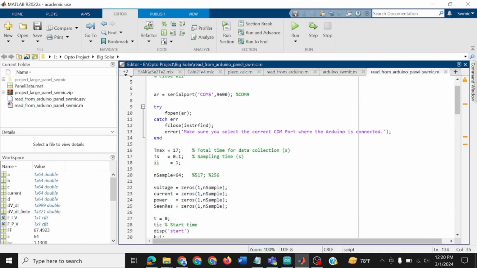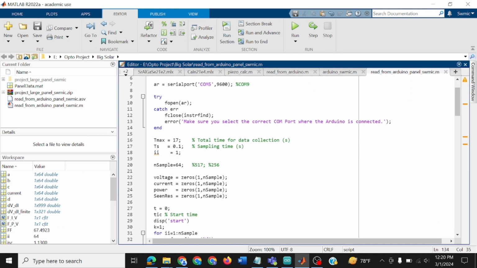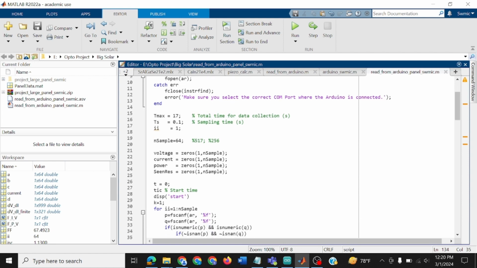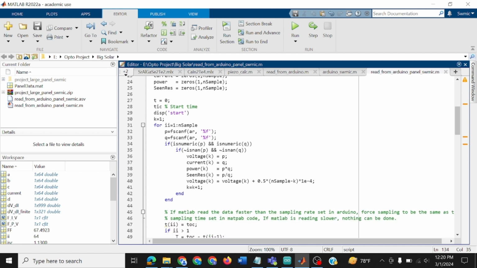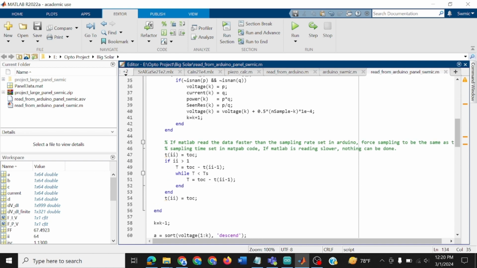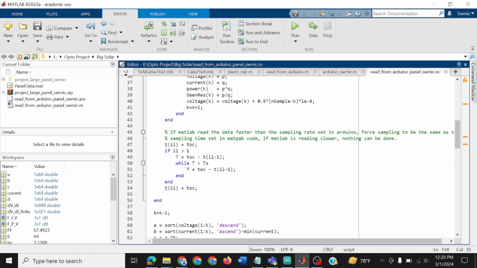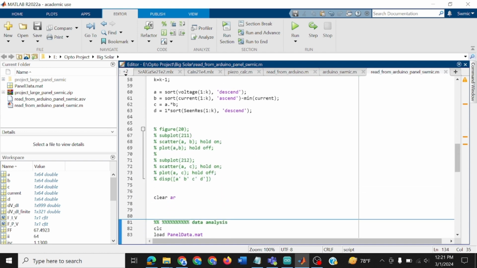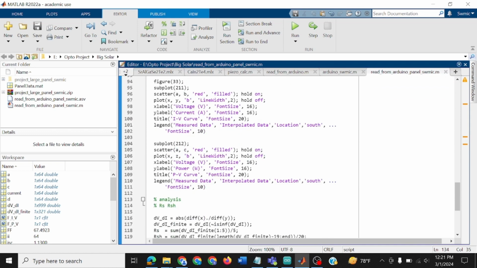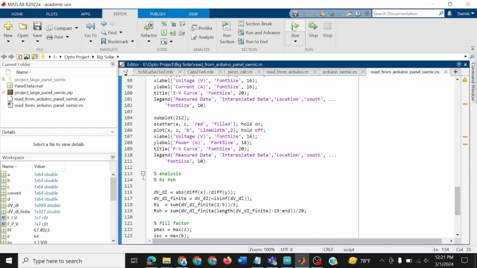In this part, we find that the code is similar to what we have seen for the smaller PV panel. Here we have taken COM5 with a baud rate of 9600, and we have initialized the arrays of voltage, current, and power data with zeros, and we have sampled the data from Arduino. Obviously there is a synchronization of Arduino and MATLAB going on here. And then after we have built the dataset, we do post processing. So we do the analyzing.